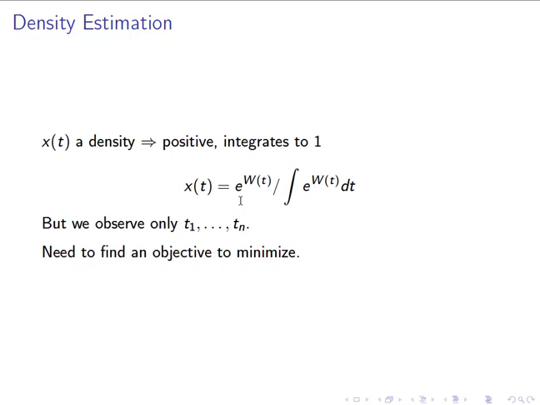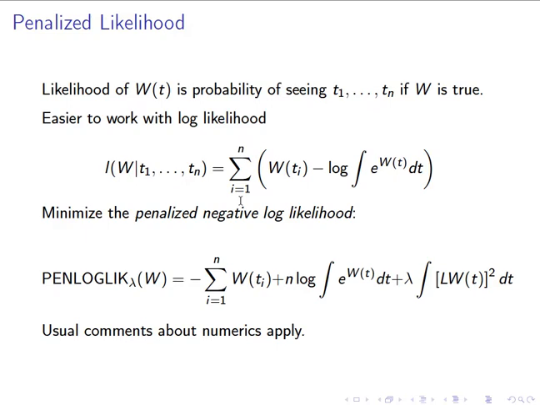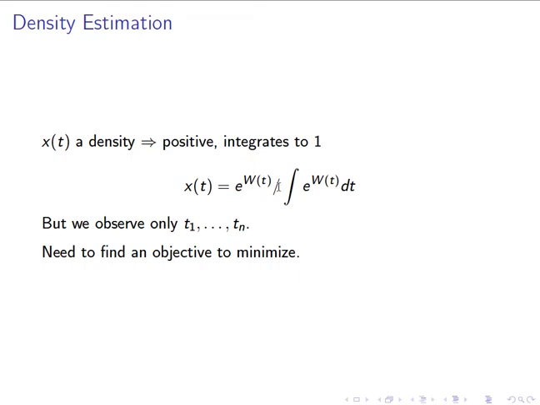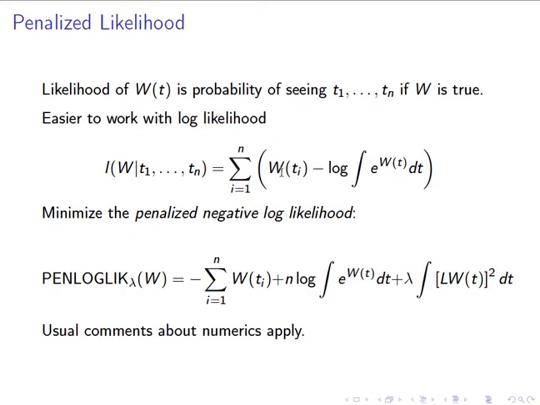Okay. So now we have the observations t1 to tn. We need to find the objective to minimize to estimate x of t. What we can do is write down the likelihood function of t1 to tn. Because the density function is equal to this, right? We know that the likelihood function will just be equal to the product of the density function, right? And then if we take the log of the likelihood function, it will be the summation of the log density function, right? The log of this density function will just be w of t minus the log of this integral, right? Yes. So then we can write down this log likelihood function in this form.